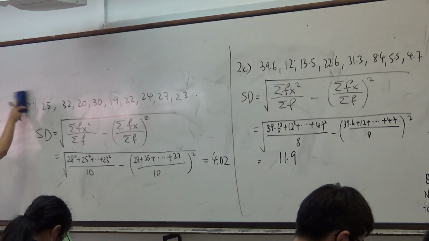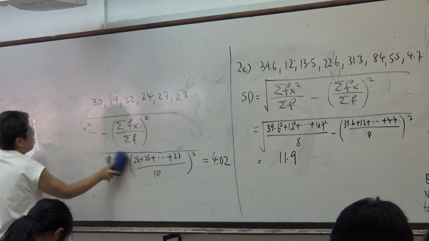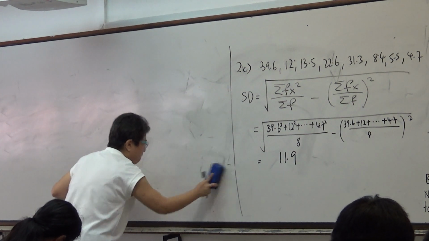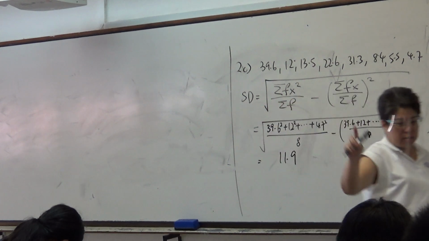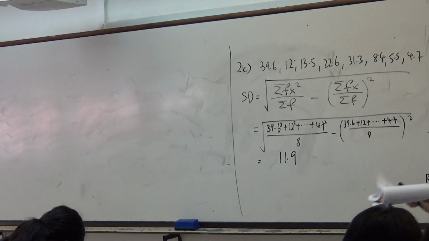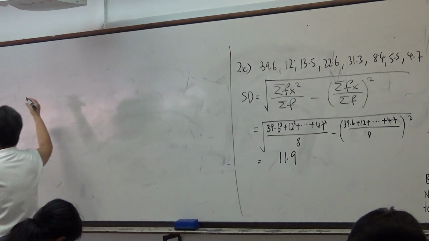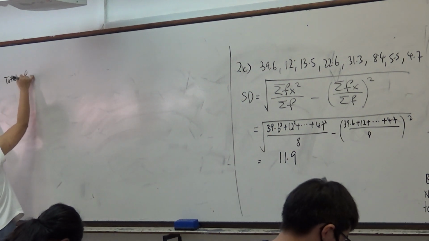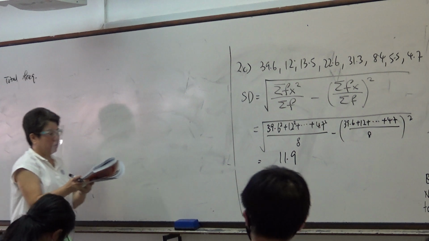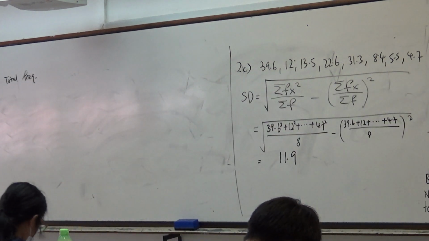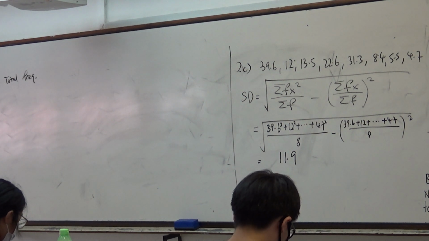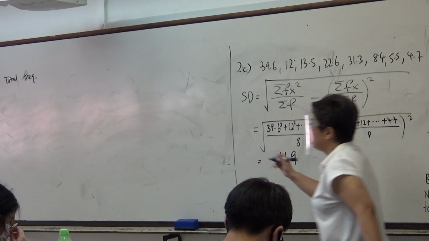If you look at question number 3, no need to draw the table. Now I want to add up the frequency. Can you tell me what's the total frequency first for number 3? What is the total frequency? 40? Do we get 40? Yes, total frequency is 40 now.